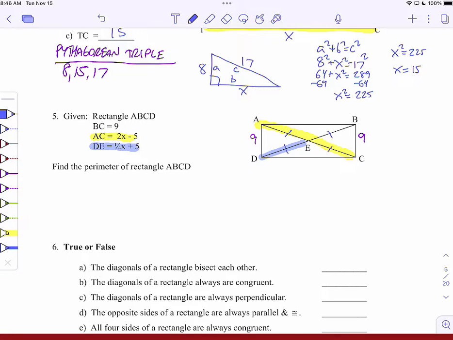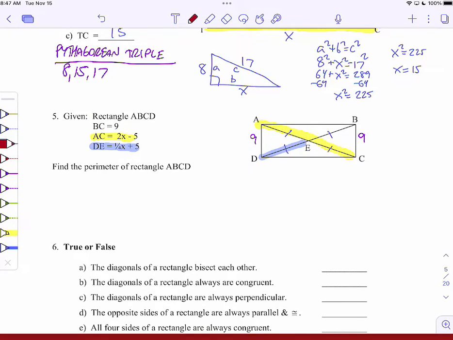Let me ask you this question. Okay, let's just hypothetically say that this was a 5. Do you think if you knew DE, you could find AC? Okay, you would double it, correct? Okay. Do you want to try it again?